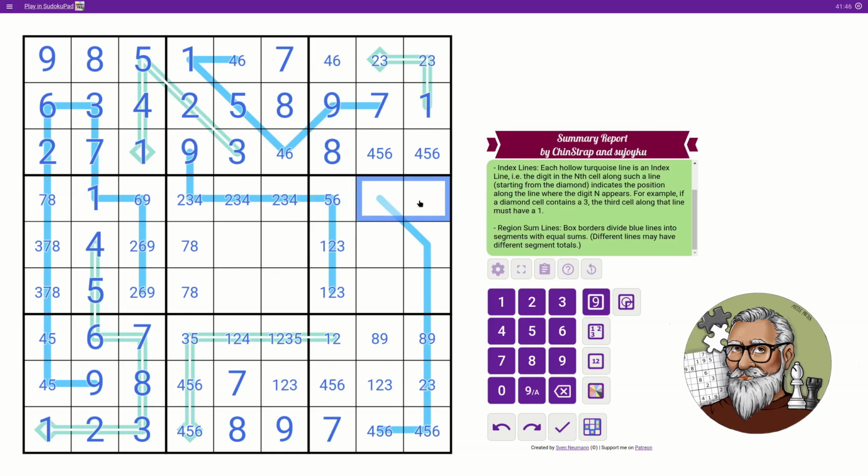Okay, so what do I have here? I have a 7, that's for sure. I have something from 4, 5, 6. And I have something from 8 and 9. That's not very useful.